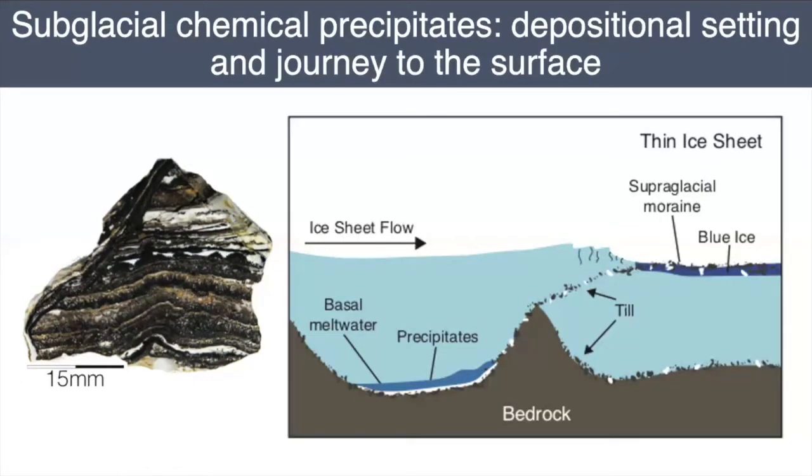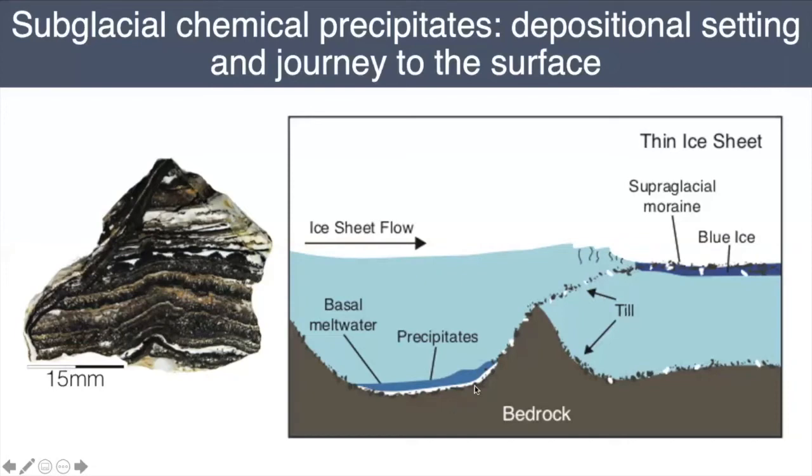But before I jump right into the data, I just wanted to take a second to go over the depositional setting of these precipitates and how they get to the surface. And so in the topographic lows beneath the East Antarctic ice sheet, we know from remote sensing that there can form large lakes and channelized systems that connect these lakes. And in this active hydrologic system, we get chemical precipitates forming. And as the ice sheet flows over some of these aqueous systems, it plucks up sediments and these precipitates and entrains them within the ice.